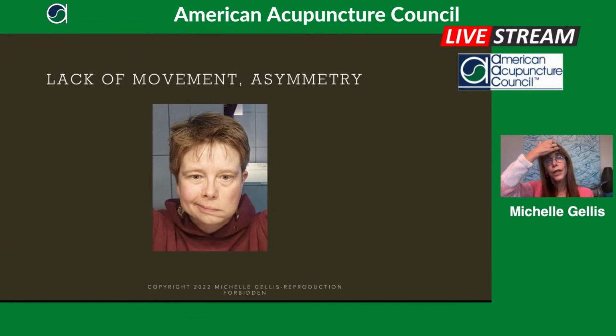So here's a picture of someone with Bell's palsy. They're making a facial expression with the right side of their face, but the left side of their face isn't moving at all. And part of this is due to nerve damage, but it can also be from entrapment.